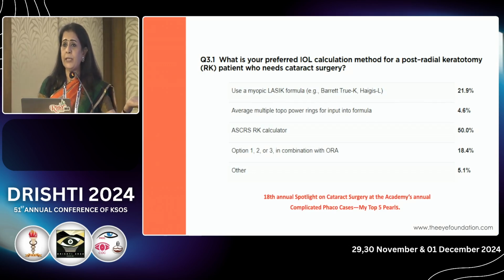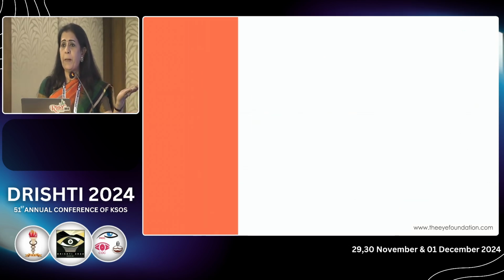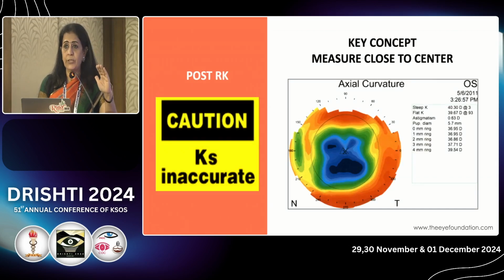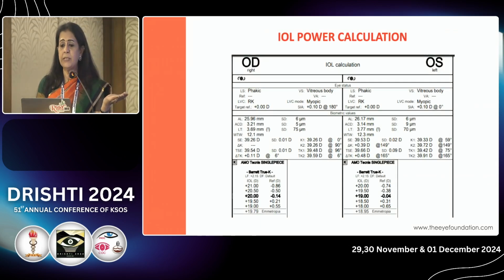Now, what do you do for post-RK? Post-RK, we have the RK calculator on the ASARS platform. We have the Hagezel, we have the Barrett for RK. The important thing is if the incisions are more, there is significant flattening, and the keratometer is not measuring the very center of the cornea, which is the most critical part. And again, ELP is underestimated.